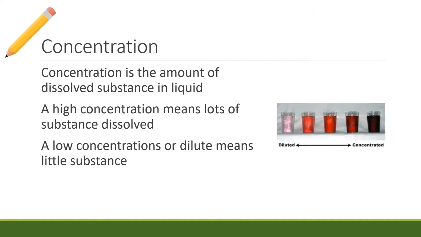A high concentration means lots of substance dissolved. This one on the right has lots of cordial dissolved. It is really dark because it's got so much dissolved in there, and so we say it's concentrated. Whereas if you have a low concentration, we would say that is dilute. Dilute has barely any substance in there, and that means it's got barely any reactants in there. A dilute acid is not going to be nearly as dangerous as a concentrated acid. The concentrated acid might burn your hands, whereas a weak one won't.